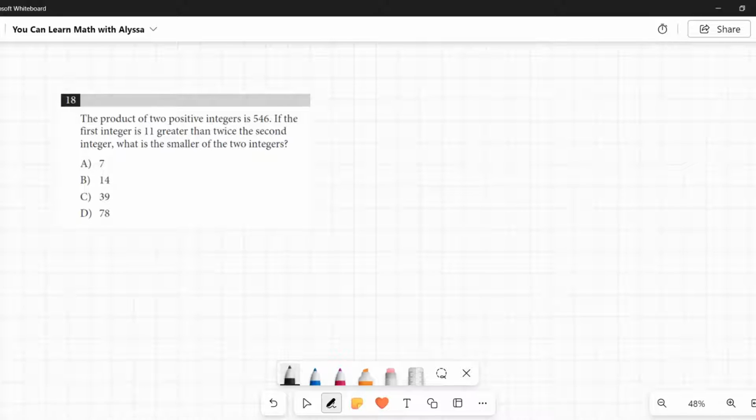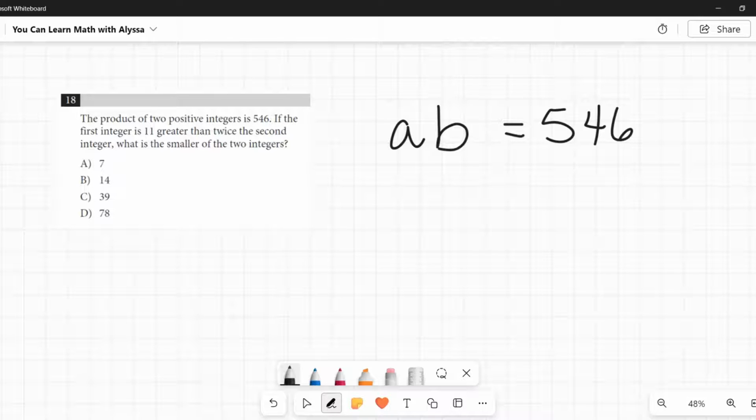Right. We need to start setting up some equations to show the relationship between these two positive integers. So I'm going to call them, let's say, A and B. So I have two positive integers. The product of them is 546. Product means multiplying. So A times B equals 546.